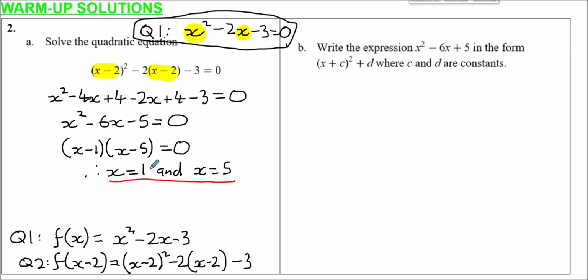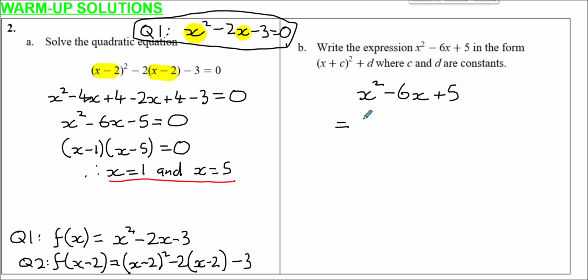Is that a coincidence? Does this 2 have something else to do with things? So just bear that in mind. We're going to return to this. For part B, same as 1 part B, we need to rewrite this in completed square form. So, in other words, we're going to complete the square and find out where the minimum is.